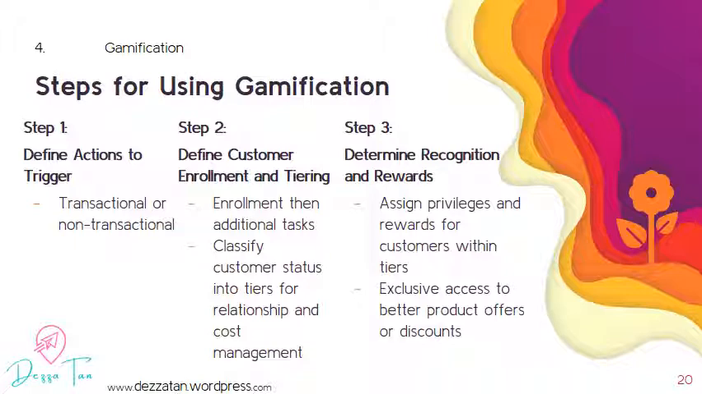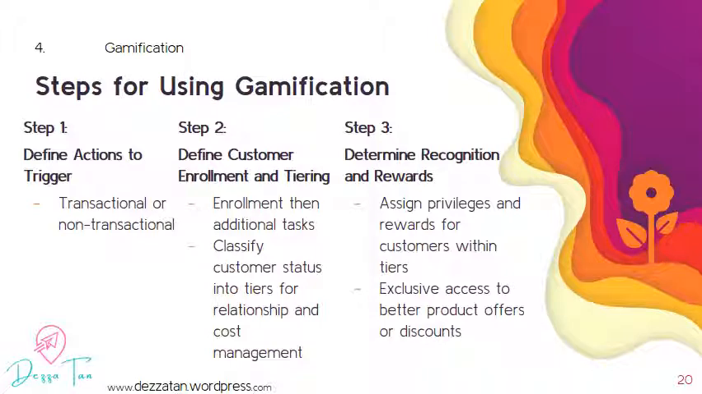2. Define customer enrollment and tiering. How will the customer sign up? What are the mechanics and what will they get in return? This can also help the brand classify customer status into tiers for relationship and cost management.